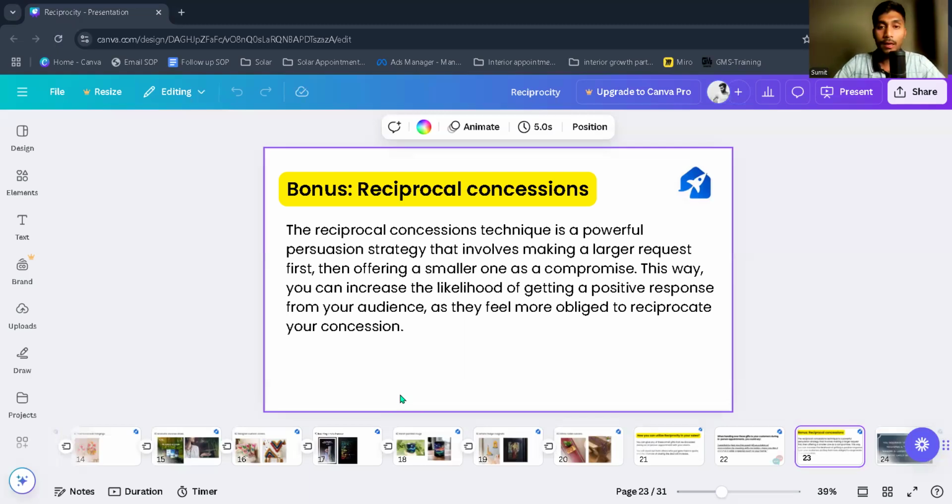Let me explain first what reciprocal concession means: you make a bigger request first. You try to sell something big and you know that this particular thing will not sell, then you come to a smaller one, and the people see, okay, this company compromised their service or prices, and I need to be more obliged to them, and the likelihood of getting the positive response literally increases, guys. The reason for that is people feel that okay, they first quoted a 10 lakh service, right? Now they come down to 7 lakh.